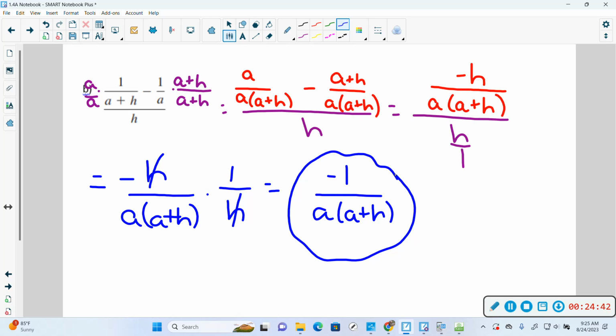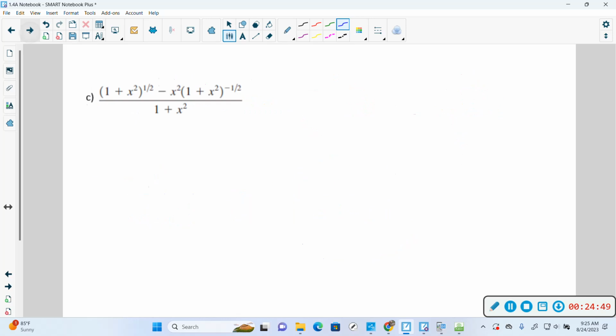All right, let's do one last one of these. And the reason I threw this one on, really, it's more of the same, is because you have some fraction exponents in there. So we can kind of practice that for your quiz tomorrow. Okay, so the top, let's look at the top here. Let's see if we can simplify this a little bit.